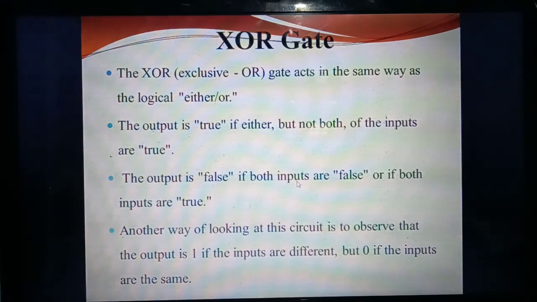Understand? When will you get the answer as 0? If both the inputs are the same. That's the meaning: when both the inputs are the same, A, B, 0, 0. Otherwise A, B, 1, 1. If both the inputs are the same, you will get the output as 0. If either one of the inputs is true, you will get the output as true. For example 0, 1 or 1, 0. At that time you will get the input true, output true.